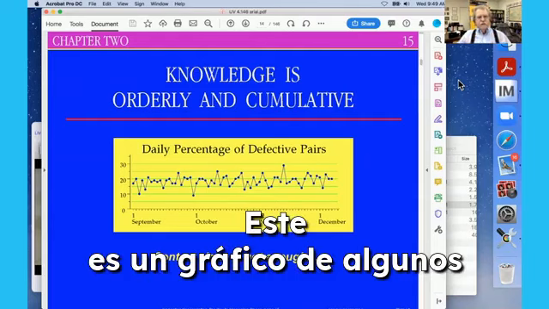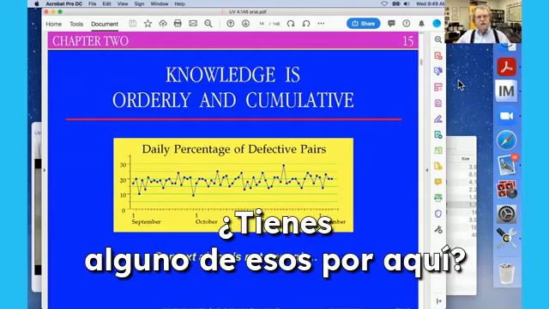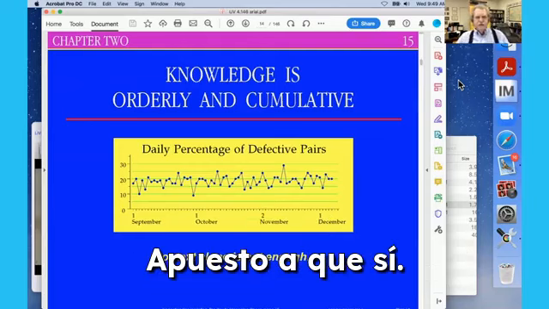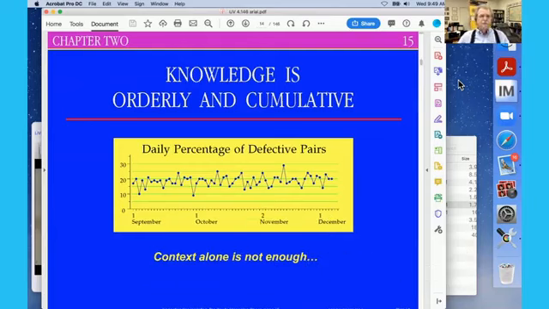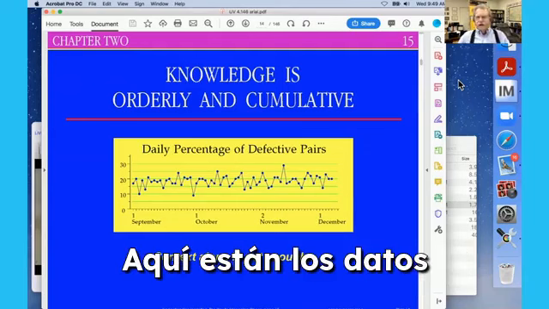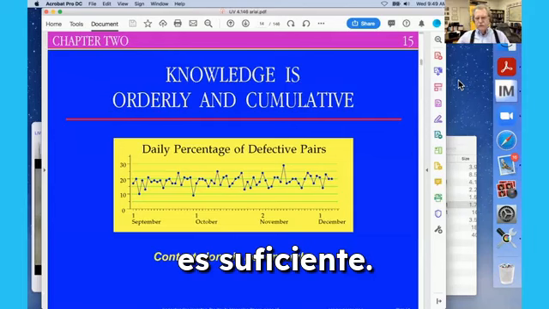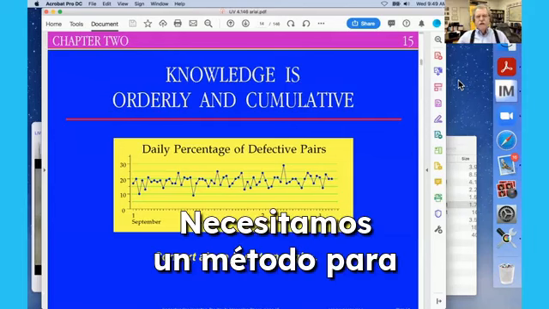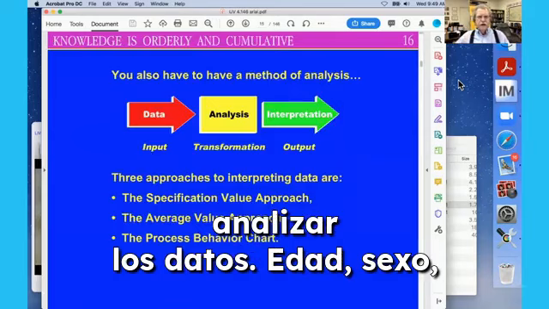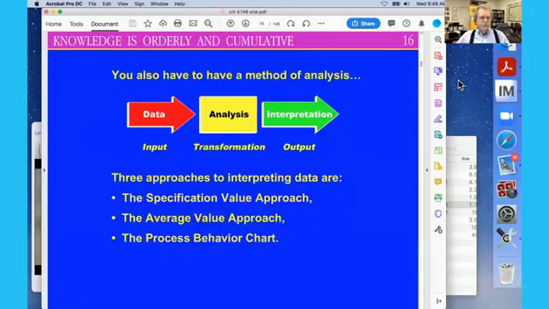This is the some days are better than others graph. Do you have any of those around? I bet you do. Here are the data in context. But context is not enough. We need a method for analyzing the data. Page 16.